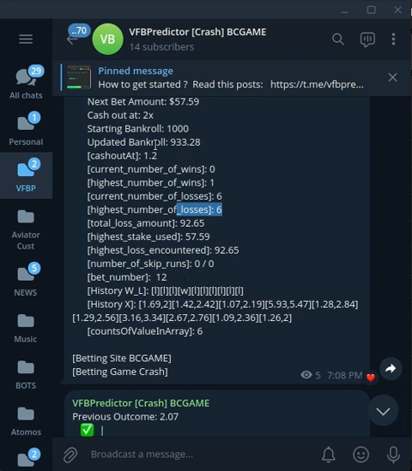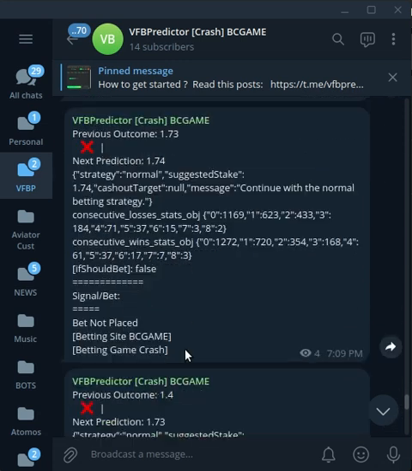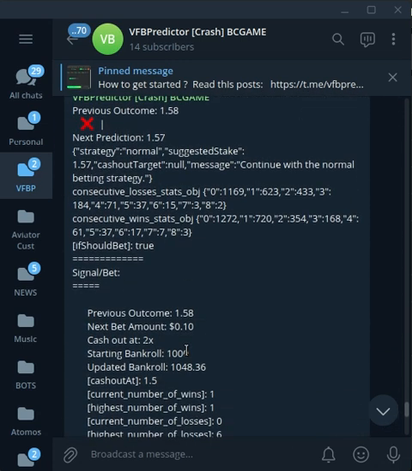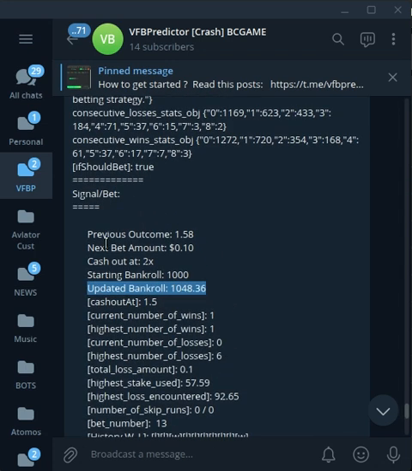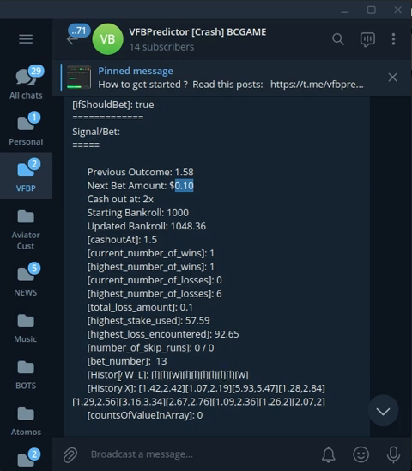So after making this profit, let's see if we recovered the loss and made a profit. Coming down here, yeah, the updated bankroll went up to 1048.36, right? The next bet amount has gone back to the initial base stake, right? And the history WL has been updated.